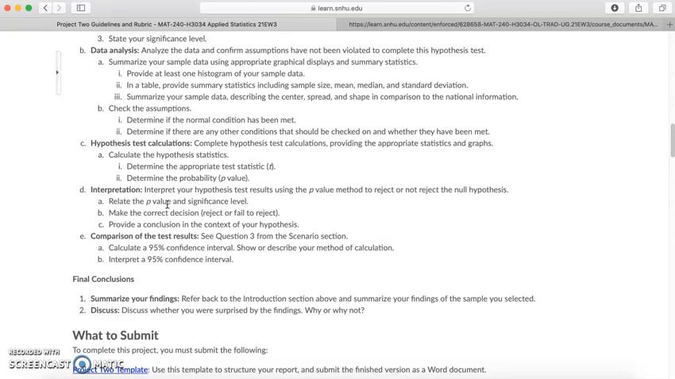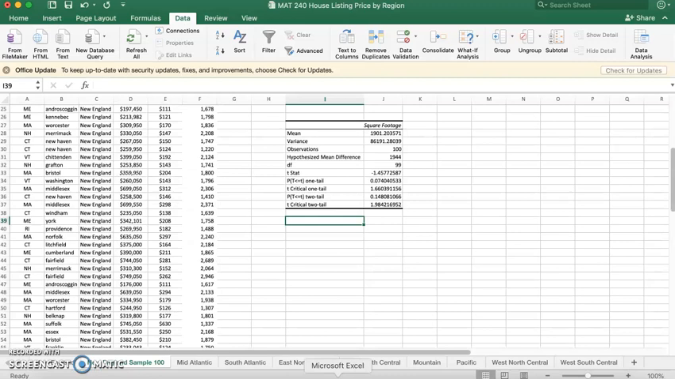Remember, this is one sample looking at New England. You might be looking at a different region. The last thing we need to do is look at question 3. That's where it talks about how to calculate a confidence interval for the sample. So let's go do that real quick.